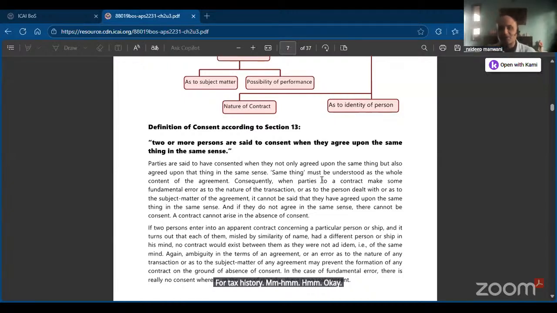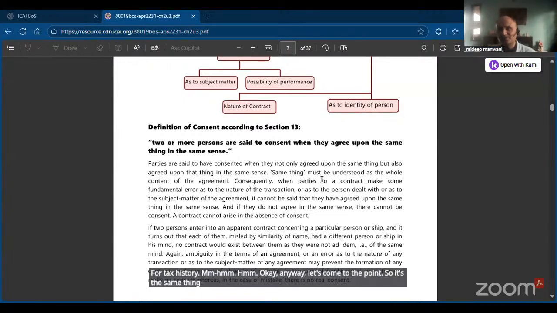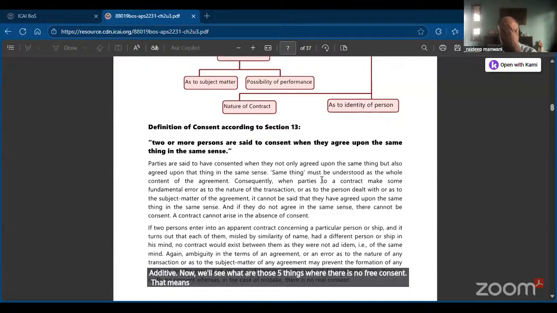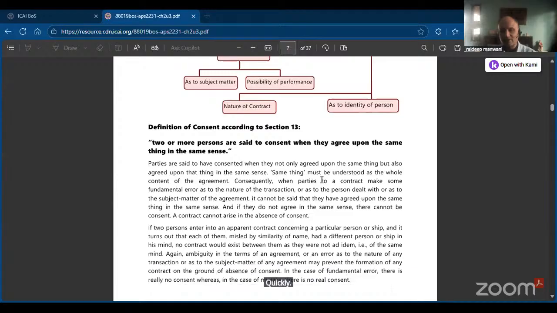Okay, anyway, let's come to the point. So it's the same thing in the same sense. Correct? Let's go to the next part. So this is section 13, consensus ad idem. Now we'll see what are those 5 things where there is no free consent. That means they're not agreeing on the same sense and in the same thing. Correct? Quickly, Pranav. Yes, sir.